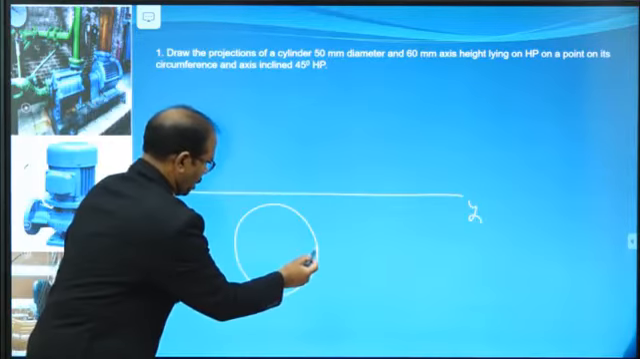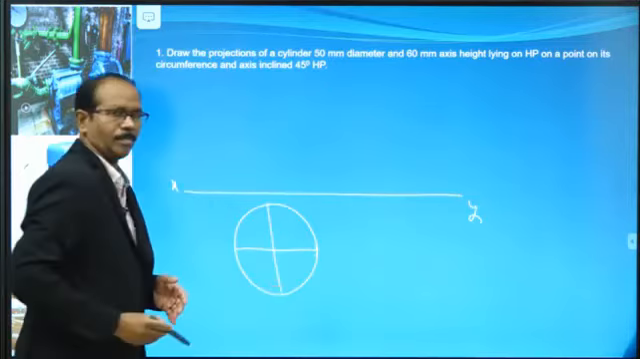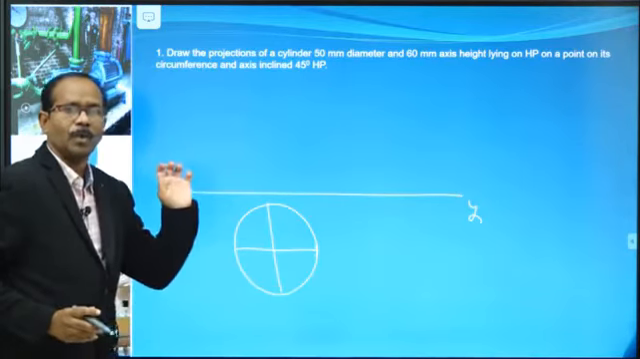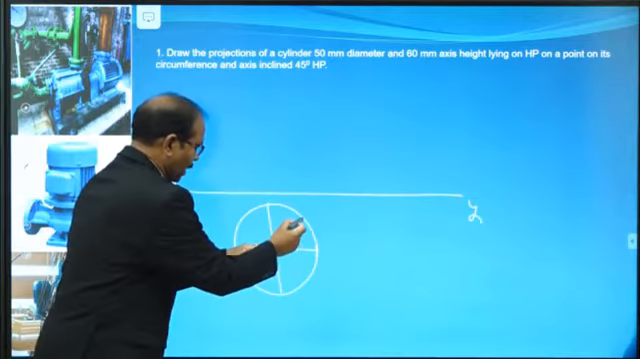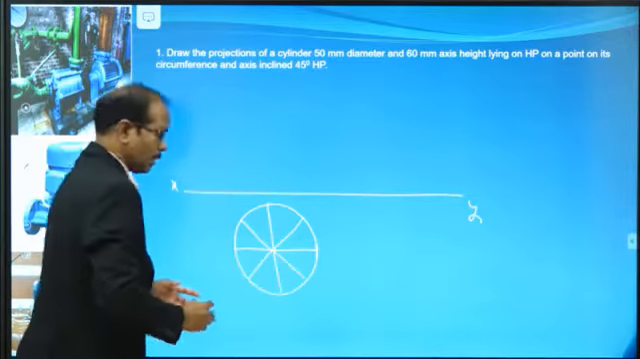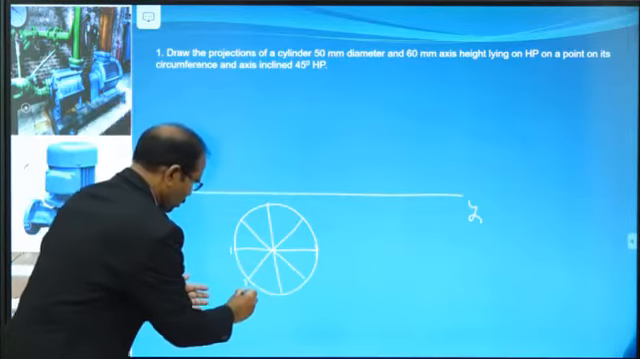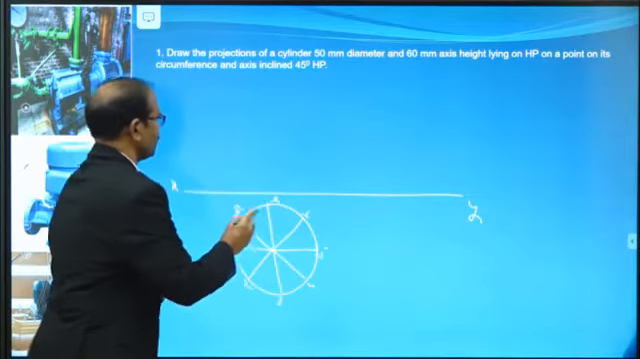Now this is the horizontal line, and this is the vertical line. Divide that circle into 8 equal parts. Set a protractor at an angle of 45 degrees and draw one line. At an angle of 45 degrees, draw one more line. Let me name the points 1, 2, 3, 4, 5, 6, 7, 8.